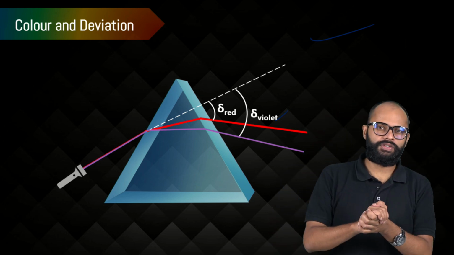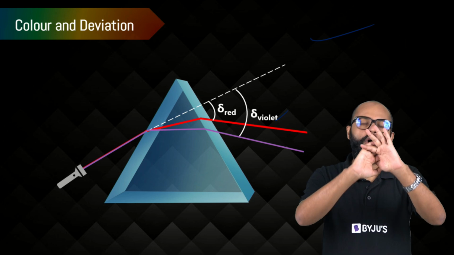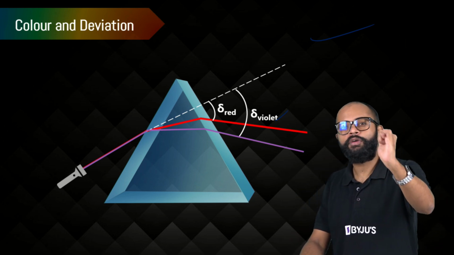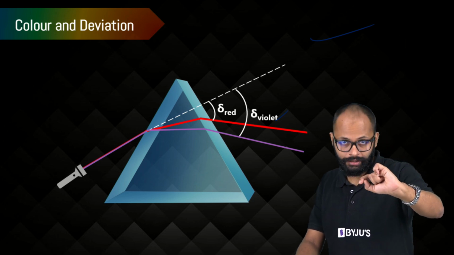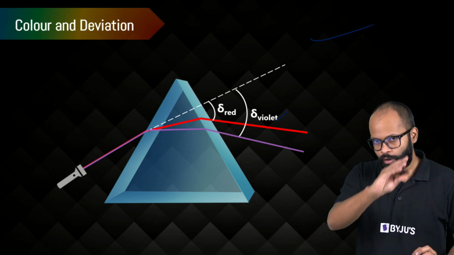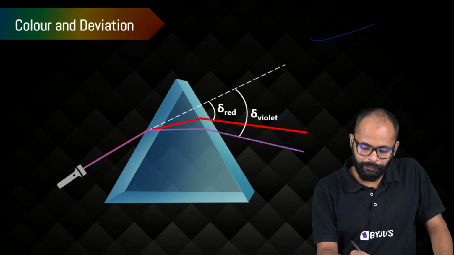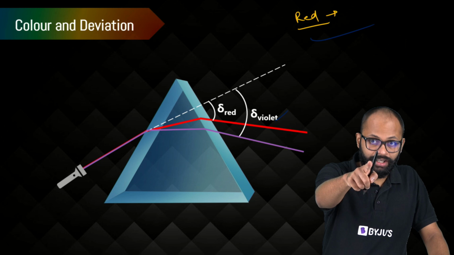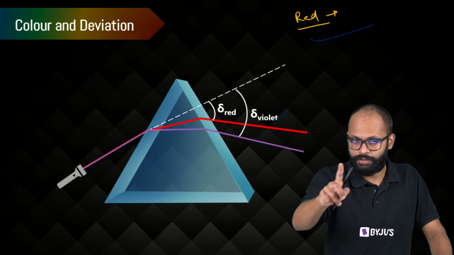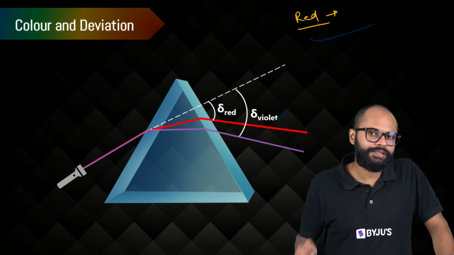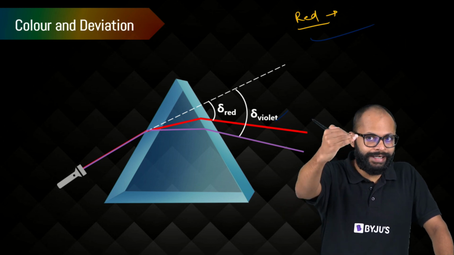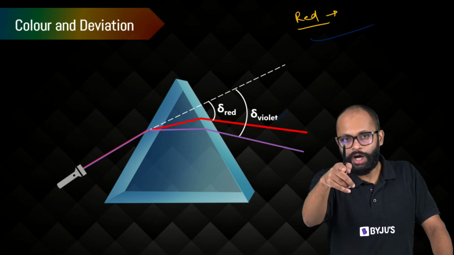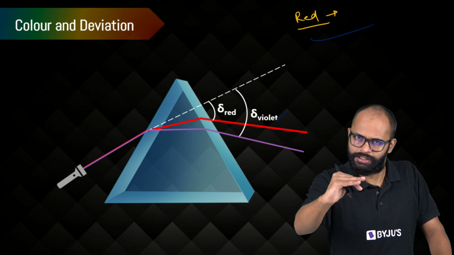Color-wise, we have learned this. Bending of all wavelengths is not equal. Refractive index is higher for wavelengths which are lower. So I have always told you, red will actually bend least, not most, least. Red will bend the least because it has the highest wavelength, at least in the visible spectrum. Violet will bend the most because it has the least wavelength in the visible spectrum.